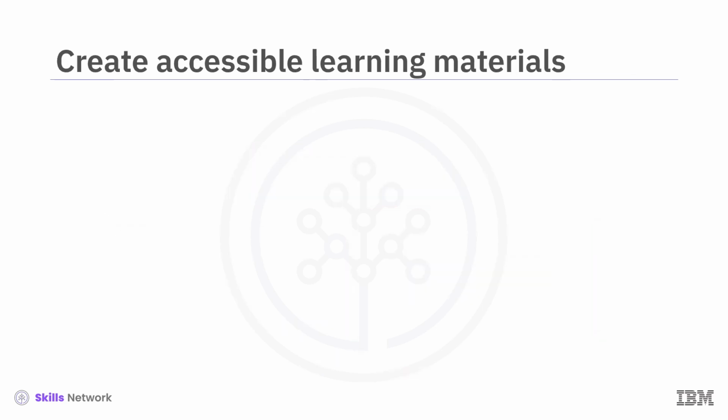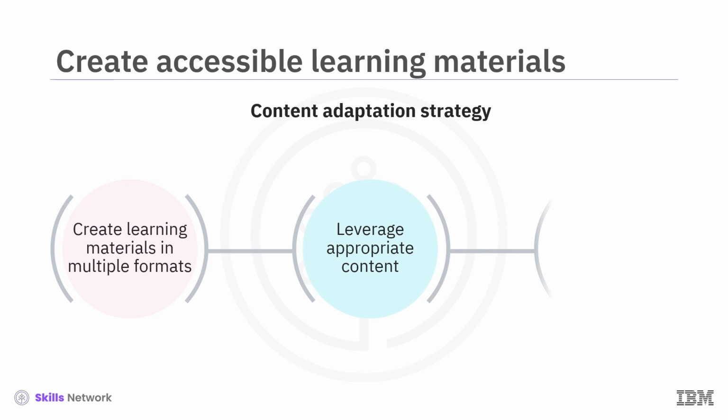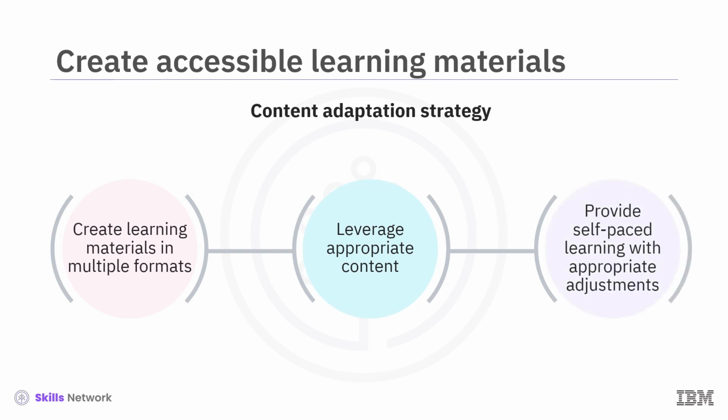Let's look at how generative AI helps create accessible learning materials for learners with special needs by leveraging content adaptation strategies. Generative AI can create learning materials in multiple formats, including text, audio, visual, and interactive, keeping learners' accessibility in mind. Leveraging simple sentence structure, appropriate vocabulary, and consistent formatting helps to maintain content integrity. It provides self-paced learning, such as content revision, adjusting the setting of the visuals, and controlling the content flow.